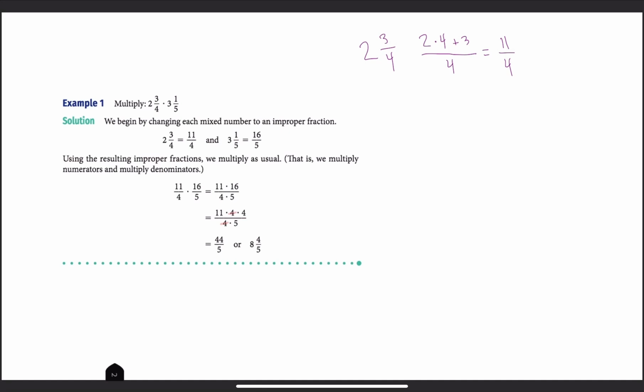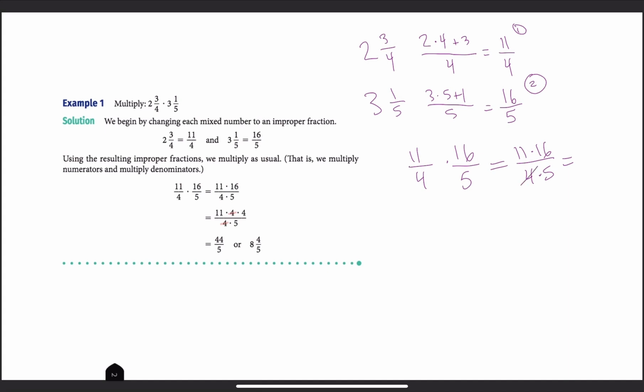Now we have 3 1/5. So 3 times 5 is 15, plus 1 is 16. So 16/5. So now we have two fractions, and we're multiplying them. So I'll write them next to each other. And when I multiply fractions, remember, I don't have to have a common denominator because I'm multiplying straight across. So it's 11 times 16 over 4 times 5.